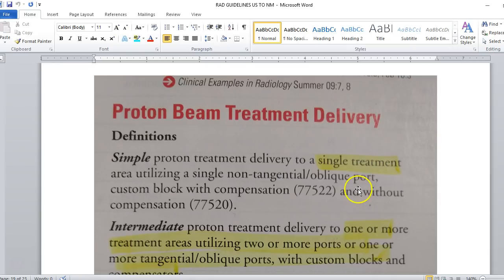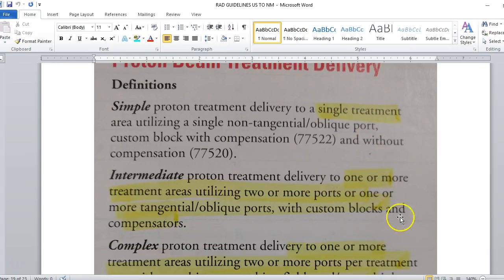All right, the next set on page 42 is the proton beam. So again, we're still getting the same types of guidelines. Simple is a single treatment area.